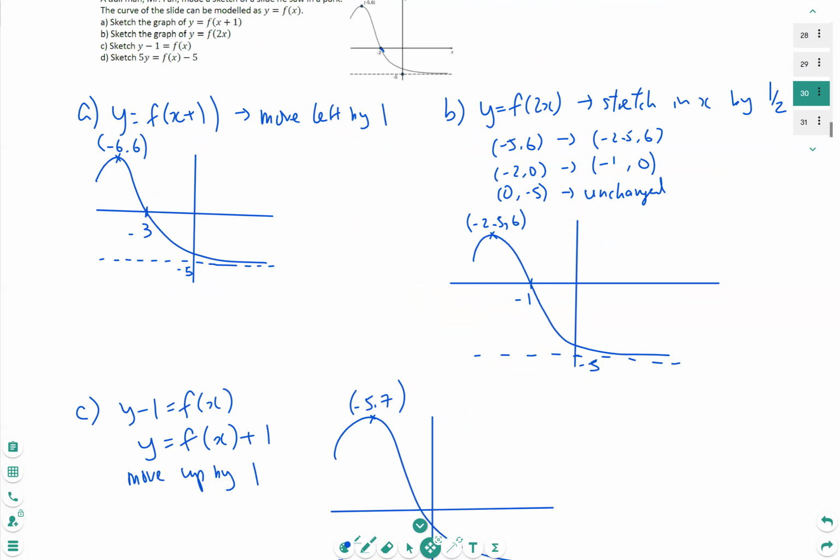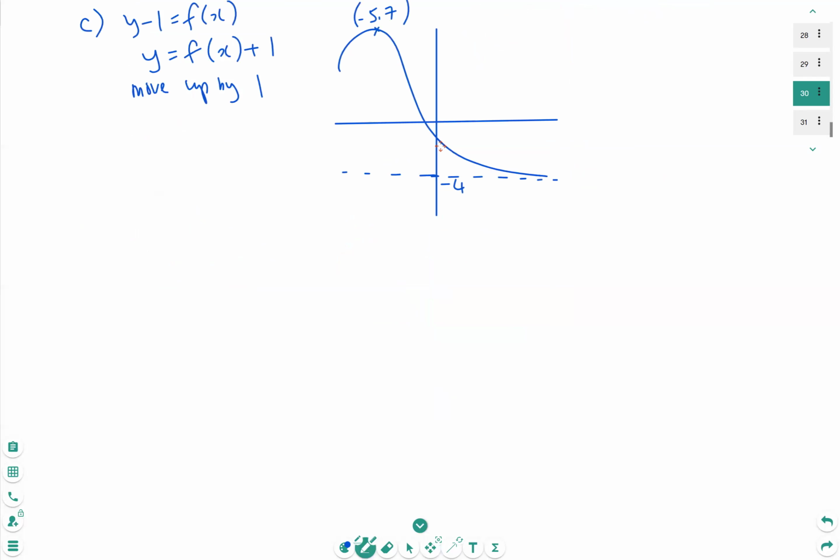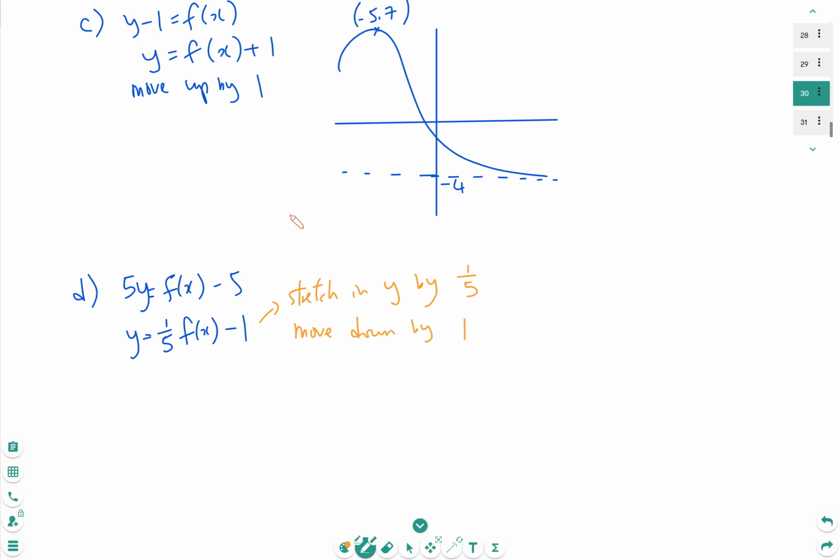Anyway, so moving on. Part D, sketch 5y equals f of x minus 5. So we can do that. If we divide by 5 across, that's a fifth of f of x minus 1. So there are two transformations in here. The first one is a stretch in x, not stretching x, sorry, stretching y, because the fifth is outside, by a fifth. And then we're moving down by 1.